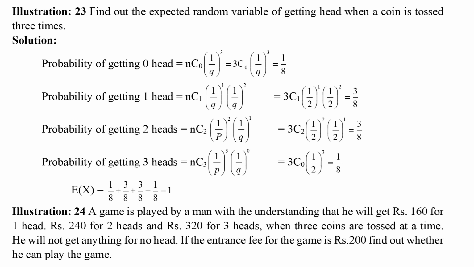Illustration 24. A game is played by a man with the understanding that he will get 160 rupees for 1 head, 240 rupees for 2 heads and 320 rupees for 3 heads, when 3 coins are tossed at a time. He will not get anything for no head. If the entrance fee for the game is 200 rupees, find out whether he can play the game.